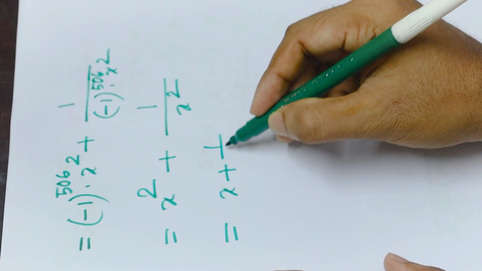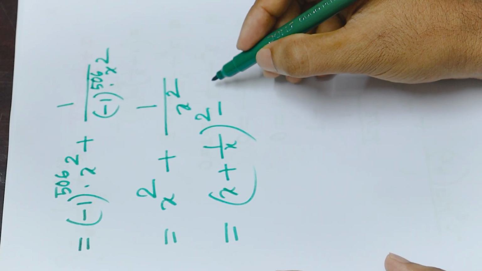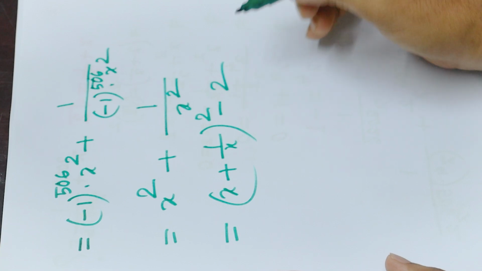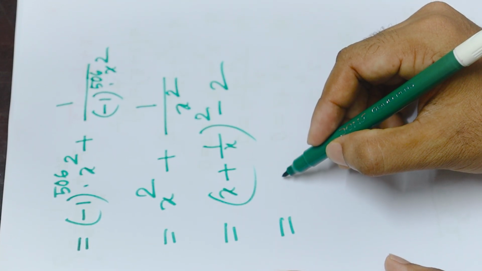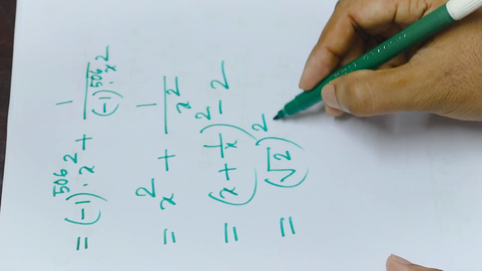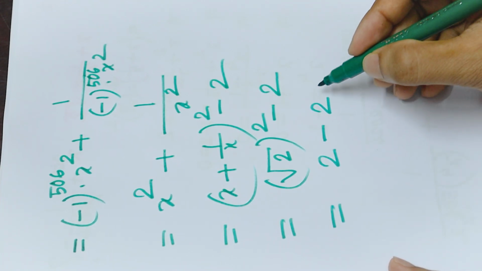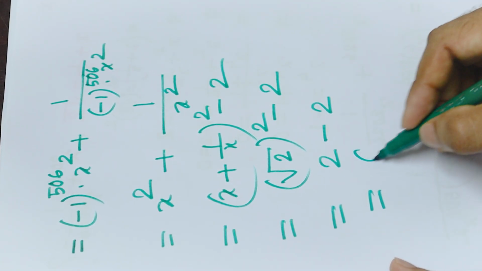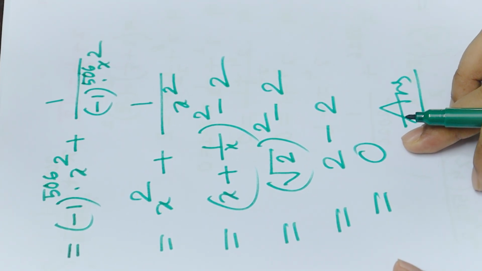x plus 1 over x whole square minus 2. Its value given in the question is root 2 squared minus 2. So 2 minus 2, that means 0. This is our required answer.